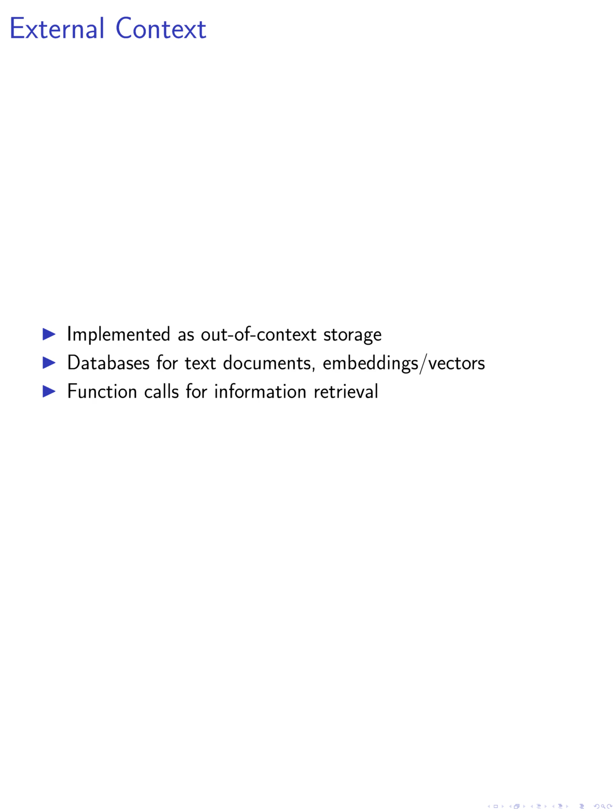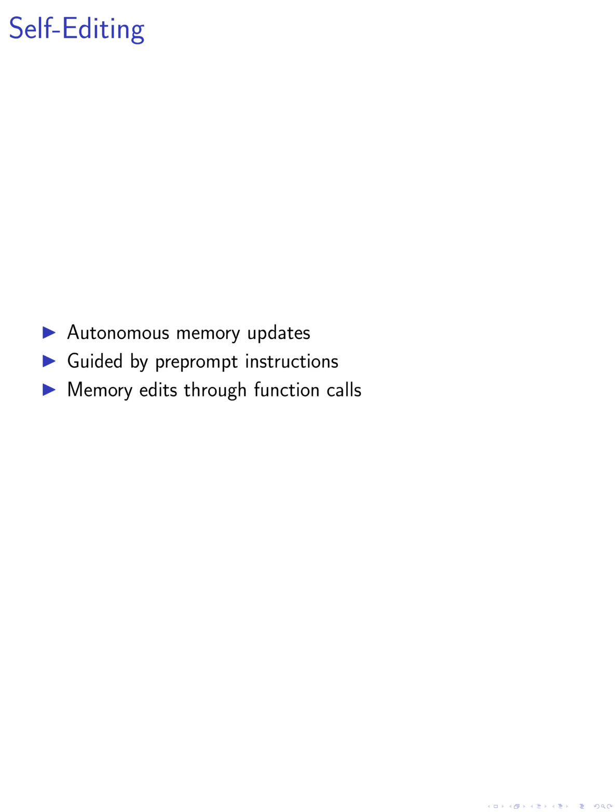The third step implements the external context as out-of-context storage. This can take various forms, such as databases for storing text documents and embeddings, vectors. MemGPT provides function calls for the LLM processor to query and bring information from the external context into the main context. The fourth step enables self-directed editing and retrieval of memory.